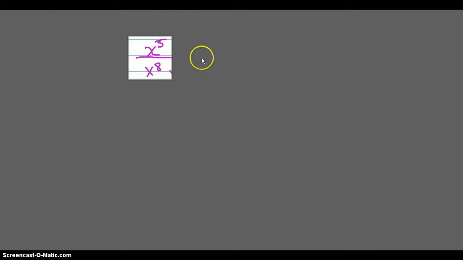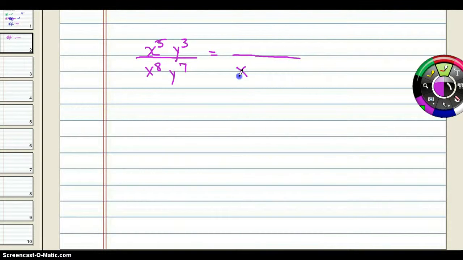When I start canceling out, 5 of these x's will cancel out 5 of these. But there's a total of 8, so there are still 3 more in the denominator. So when you write your answer, it's going to have 3 x's still in the denominator. These 5 canceled out with 5 of these, leaving only 3. And then we can look at the y's and do the same thing. Y to the 3rd divided by y to the 7th. Who's stronger, the numerator or the denominator? There are 7 y's being multiplied together in the denominator, so there's more there.